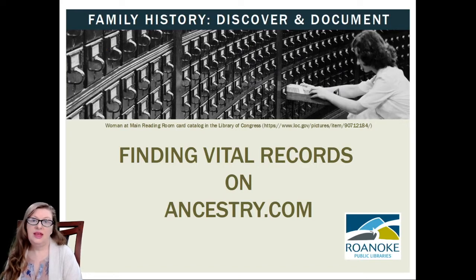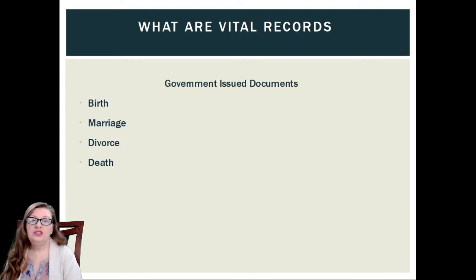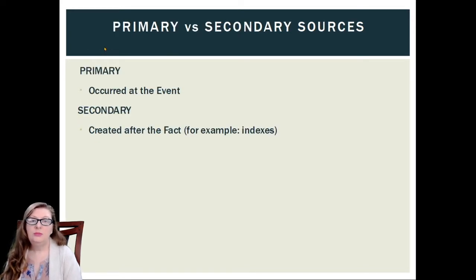Now, we have gone over and shown examples of what vital records are, and those are records that are issued by either a county or a state for the birth, death, or marriage of an individual. We also went over the difference between primary versus secondary source. A primary source is the actual document that was created for the event of the individual. So, whenever they were born, a birth certificate is issued. When they die, a death certificate is issued.